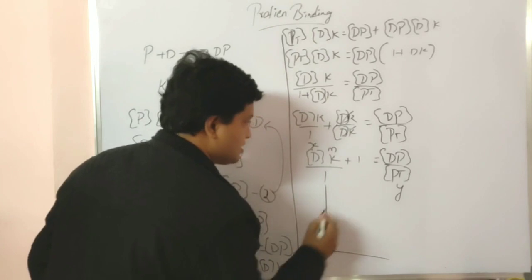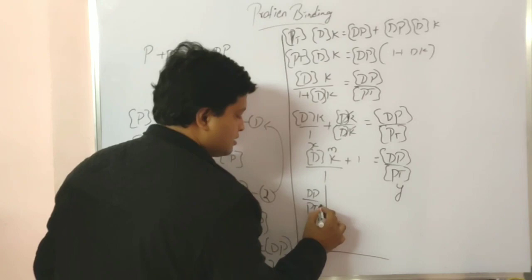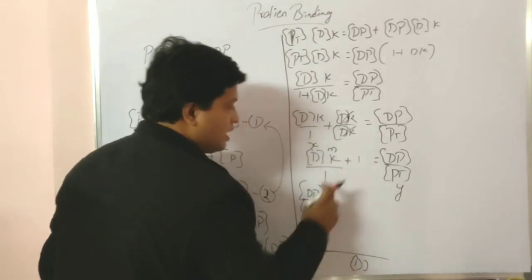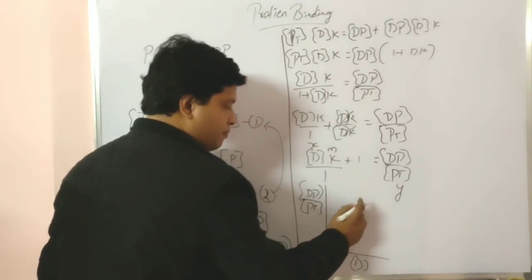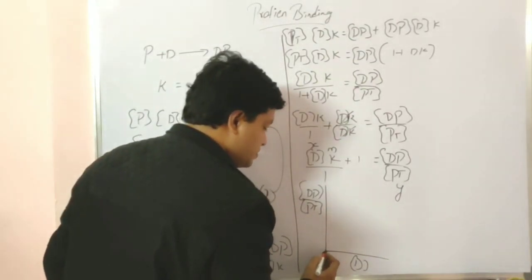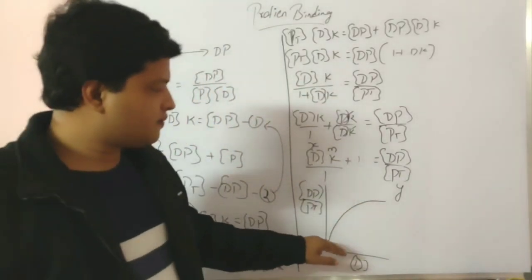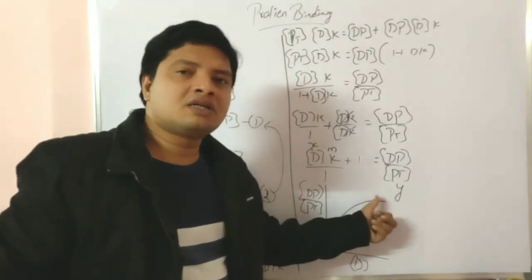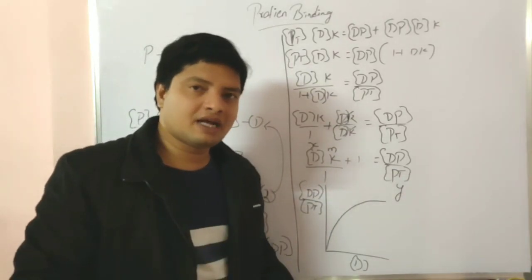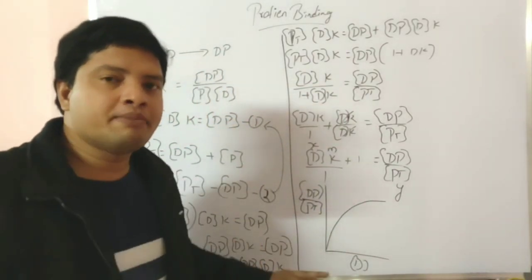What will you get? You will get a graph something like this. This will be the y-axis, Dp by Pt. And what is the x-axis? Drug concentration. As the slope is positive, you will get a positive slope. Sorry, here you won't get a straight line. It is adsorption, so you will get something like this. What does it show? As you increase the drug concentration, there will be saturation of the protein by the drug and there will be no further complex formed between the drug and the protein. There is no further protein binding.